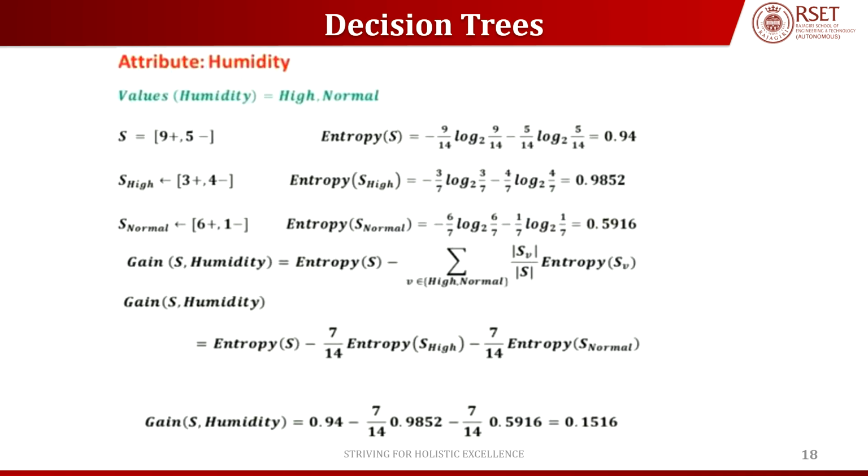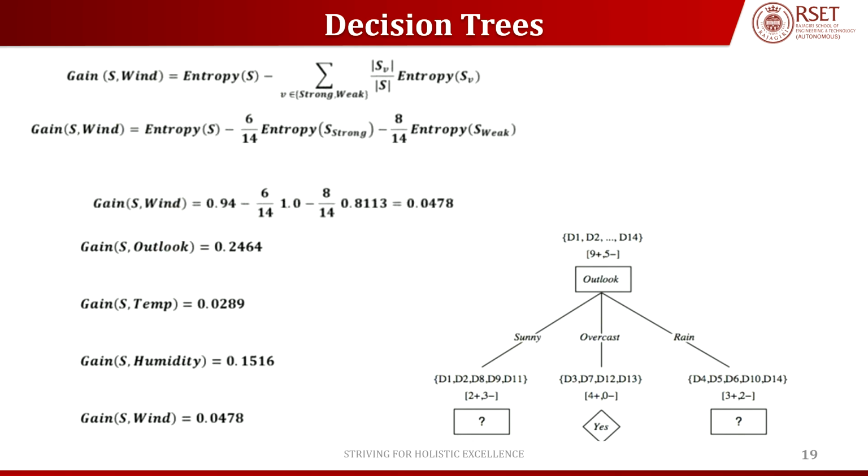The next is humidity. Here the gain we got is 0.15. This is a better gain than temperature but not as good as outlook. Then again we go for wind. Now how do we choose the best split? Of all the gains calculated for outlook, humidity, temperature and wind, outlook has the highest value of 0.24. So it is chosen as the root node of our decision tree.